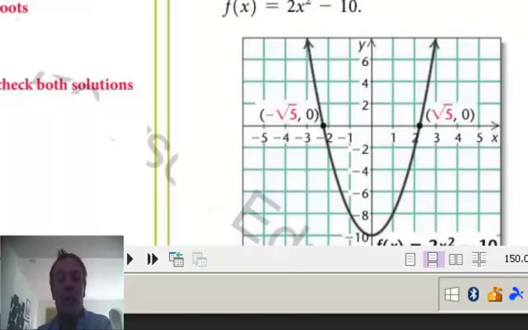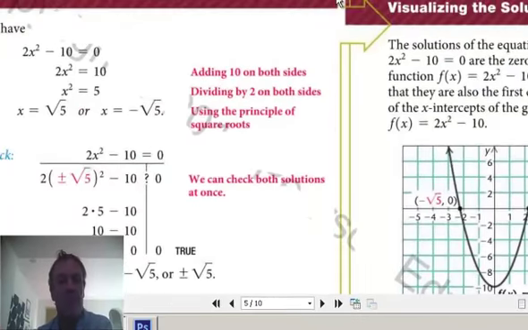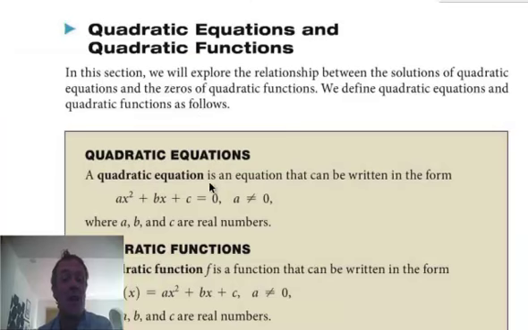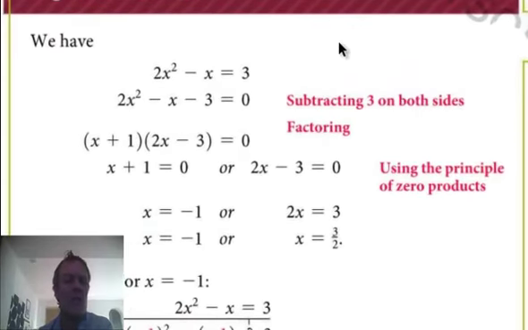Let's have a look at another one. Let's solve 2x squared minus x equals 3. This time, you set it equal to 0, as we are doing right here. So set it equal to 0 by taking away the 3, and you now have to factor. This is factoring a trinomial, so again, use your factoring skills. It'll end up as (x plus 1)(2x minus 3). So set them both equal to 0.